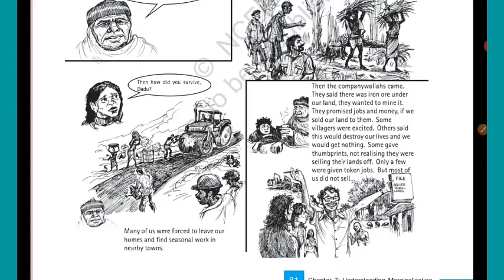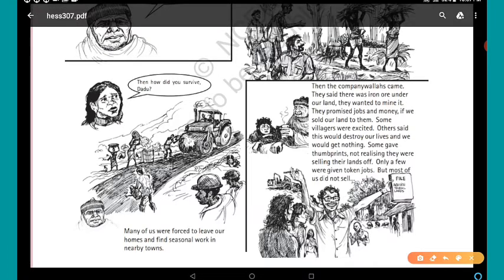How did you survive, Dadu? Many of us were forced to leave our homes and find seasonal work in nearby towns. Then the company walas came, they said there was iron ore under our land. They wanted to mine it. They promised jobs and money if we sold our land to them. Some villagers were excited because they wanted money, right? And in this excitement, they sold their land to the company walas.